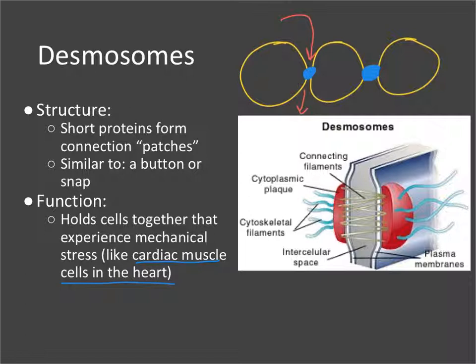So imagine your heart is kind of like a water balloon and it's constantly compressing liquid. Well, if it didn't have a tight connection holding it together, those cells would rip apart every time they contracted, and that would obviously be bad. So the desmosomes help to hold those cells together so that they don't come apart during the contraction of the heart.